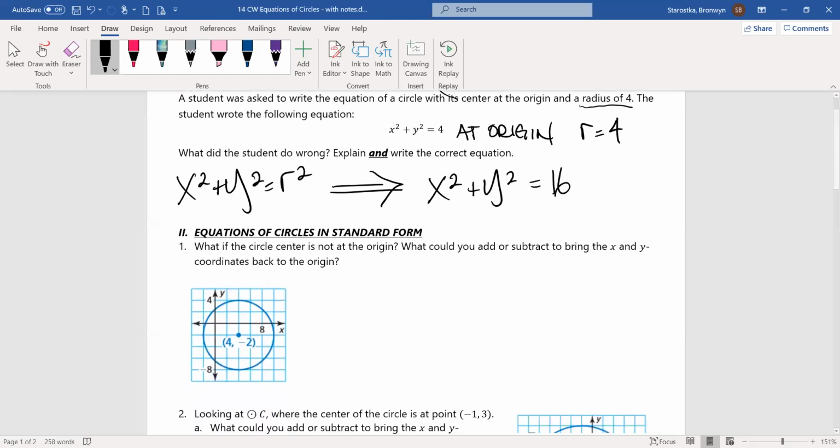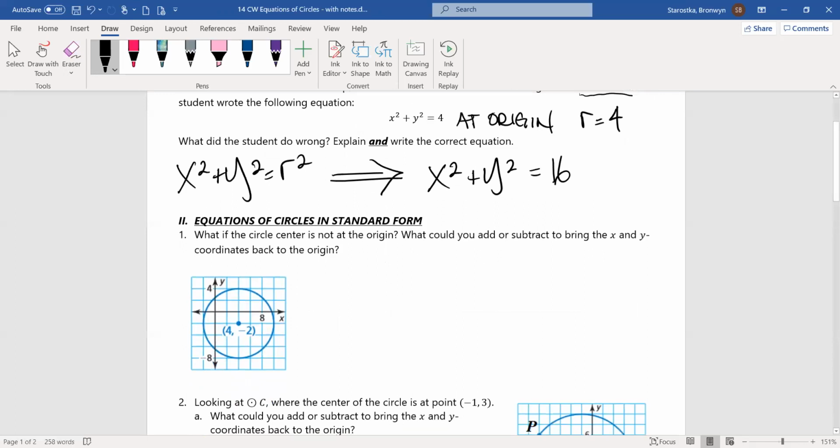Here we go. Equations of circles in standard form. So what if a circle is not centered at the origin? What could you add or subtract to bring the x and the y coordinates back to the origin? Do you realize we started the year with transformations and we end the year with transformations? And our transformation is a translation. Everything comes full circle.